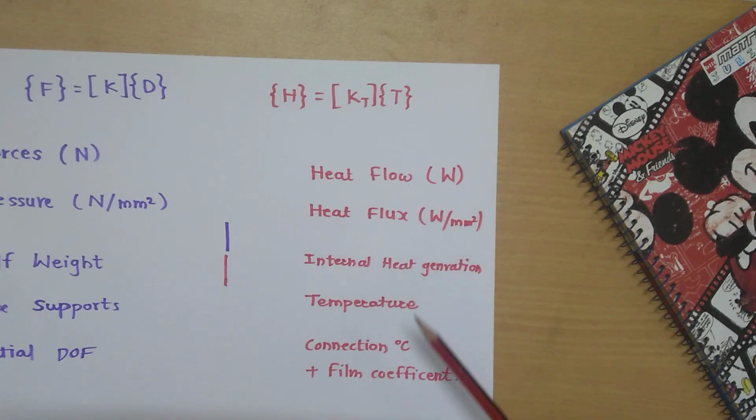Similarly, in the thermal analysis, we give temperature connections, or we use a film coefficient between the contacts. This is the difference between the thermal analysis and structural analysis in performing the analysis. So if you know how to do the structural analysis, then just learn the theory and background behind the thermal analysis and you will be able to do it.